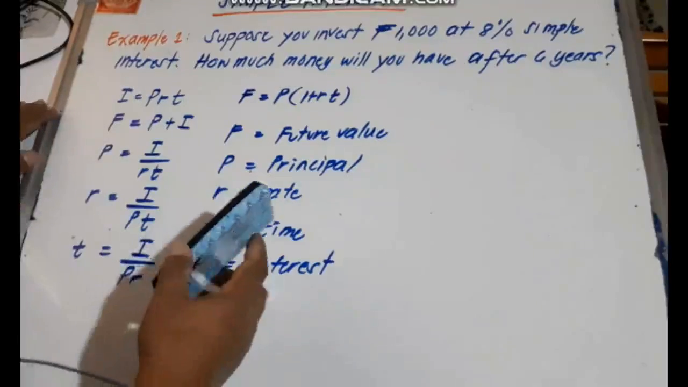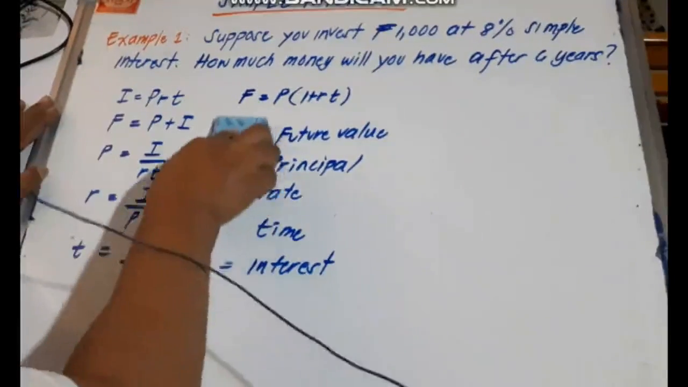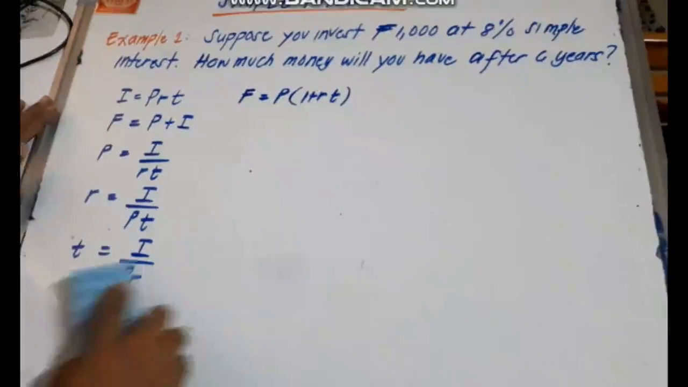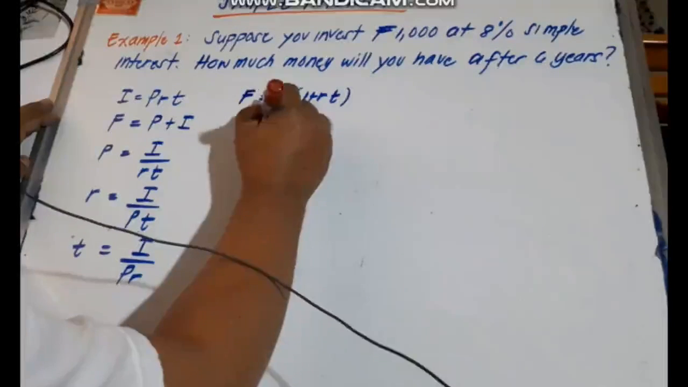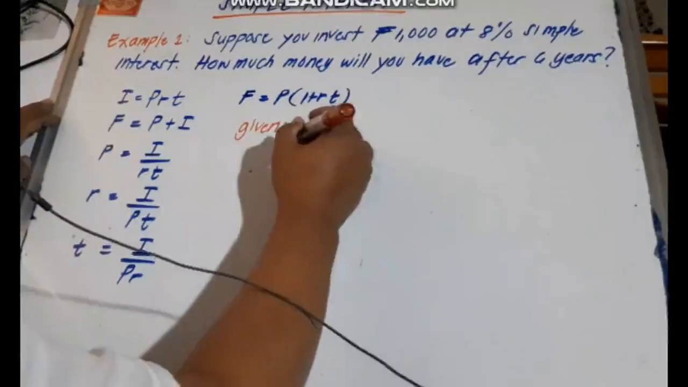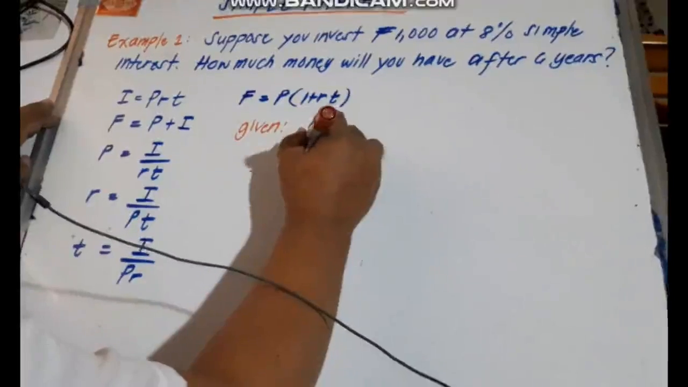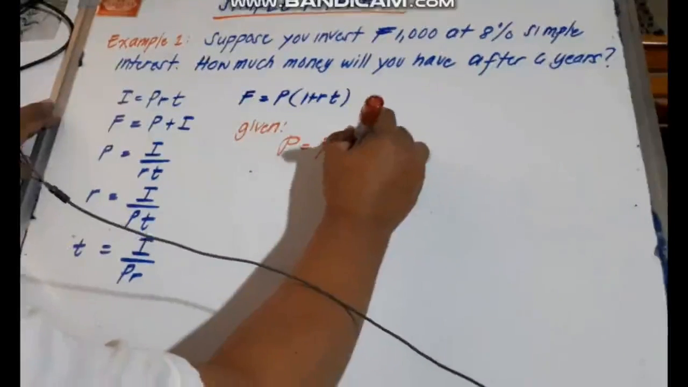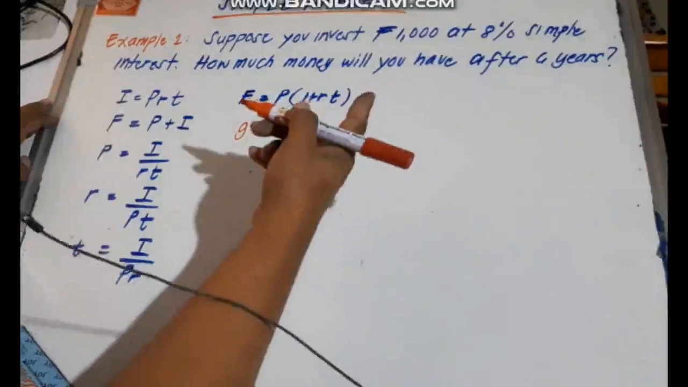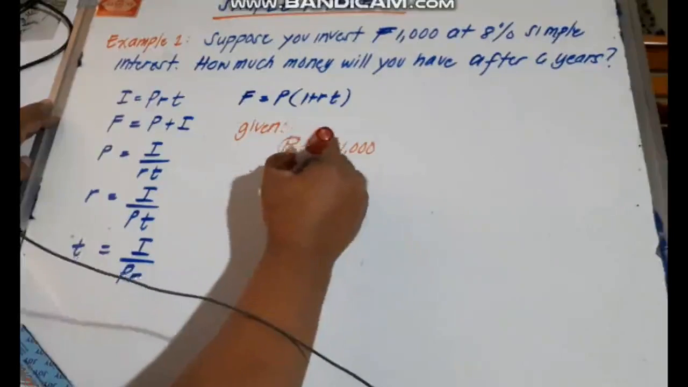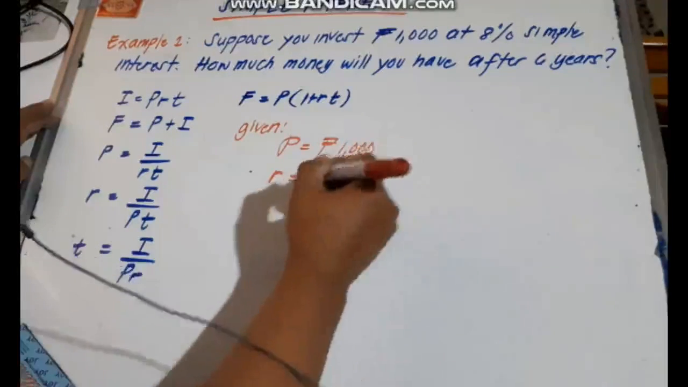Now we already know the basic formulas in simple interest, we are now ready in solving example number 1. But first, we write down the given. So the given of this problem are, we have the 1,000 pesos. That is the principal, yun yung ating ininvest. So P equals 1,000 pesos. And then we have 8%. So this is the rate of interest. So R equals 8%.